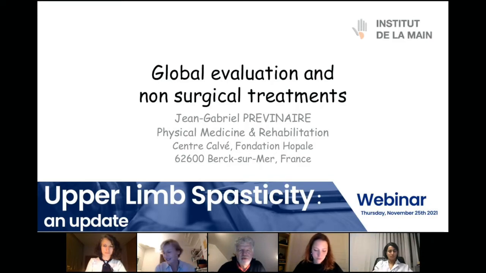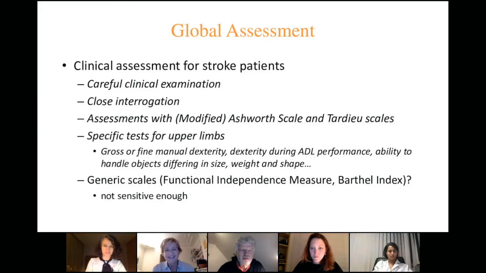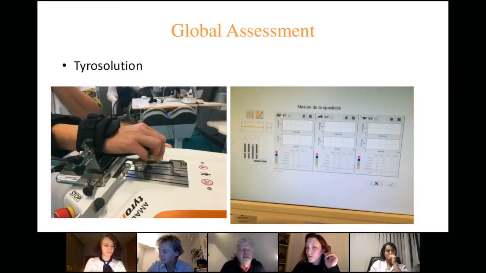My talk will be mainly focused on spasticity in stroke patients. You've heard from the previous talk that clinical assessment for spasticity is very important. I will just add two things. First, generic scales for spasticity, for focal spasticity, are usually not used because they are not sensitive enough for focal change in spasticity. Second, there are now some possibilities for instrumental assessments of both strength and spasticity with specific devices such as the Tyromotion solution here.